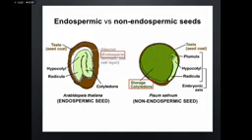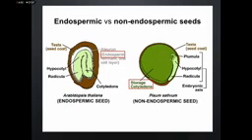So we can classify seeds as endospermic and non-endospermic seeds. In endospermic seeds, like most monocots, there is a remaining portion of endosperm after embryo development, while in non-endospermic seeds there is no remaining endosperm in the form of starch.